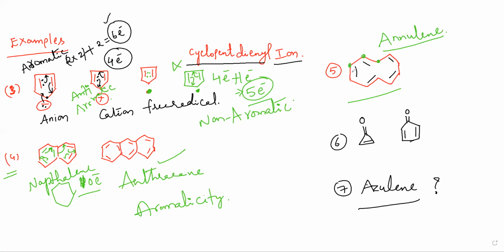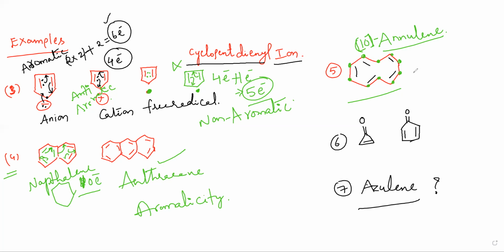Just find the total number of carbons involved in this. So total carbons will be 3, 4, 5, 6, 7, 8, 9, 10. So total we have 10 carbons involved in this, so we can call it a 10-annulene. Just put the 10 in brackets and write annulene. And the double bonds will be at alternate positions.